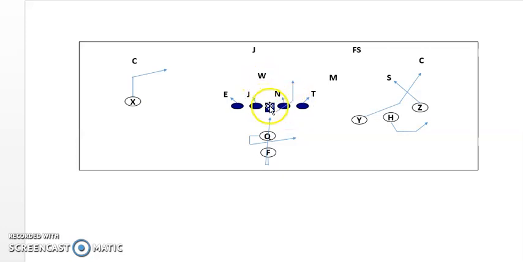The center in this example is responsible for the will linebacker. If the will linebacker blitzes in A gap or attacks A gap, then he stays there and blocks his A gap. If the will linebacker is not a threat in A gap, he's going to skip pull into B gap, and he's going to look for the will linebacker flowing across.